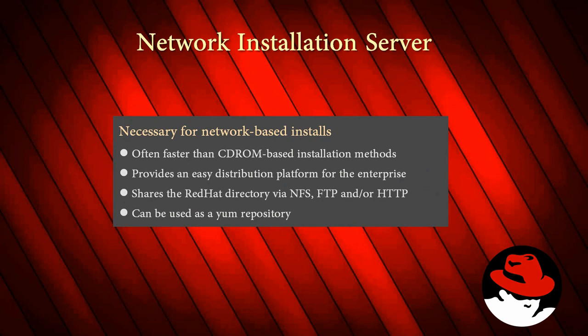Then there is a network installation server which is used with NFS or FTP. It is often faster as compared to a CD-ROM based or a hard disk based installation. It is necessary for network based installs. Suppose you have network installations, a distributed environment or a lab or a server environment running in a LAN. It allows you to share the Red Hat directory via NFS or FTP. You have better flexibility over the environment, the security, and other concerns. It can be used as a yum repository, which is a default installation media for installing various utilities and software.